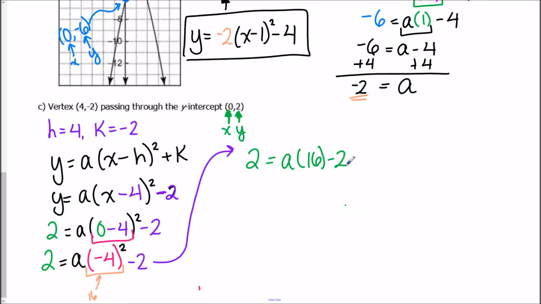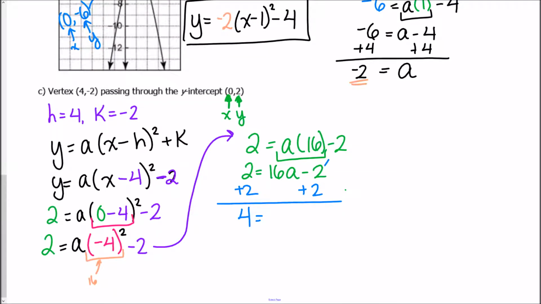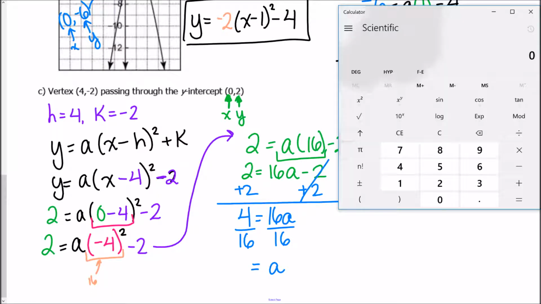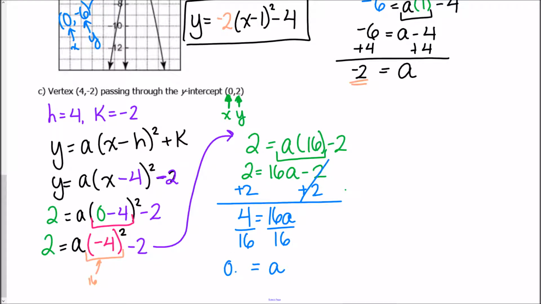Okay, so now right here I get 2 equals, instead of a times 16, I'm going to say 16a minus 2. Now I'm just going to solve my equation. So I'm going to add 2 to both sides. Get 4 equals 16a. These 2's cancel out. To get this a alone, I'm going to divide both sides by 16. So I end up getting a equals 4 over 16. So 4 divided by 16 is equal to 0.25. So here I end up getting 0.25 as my a.